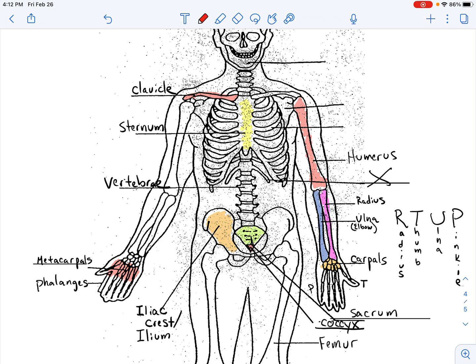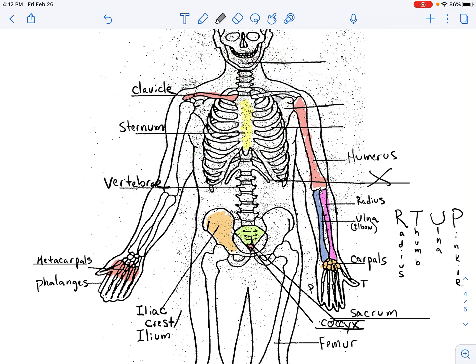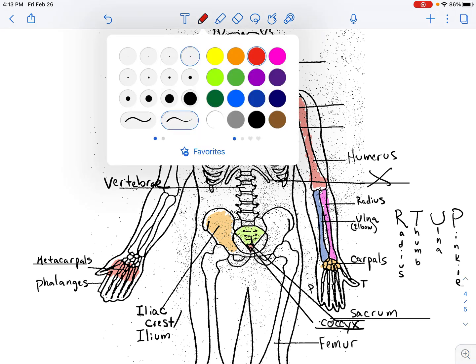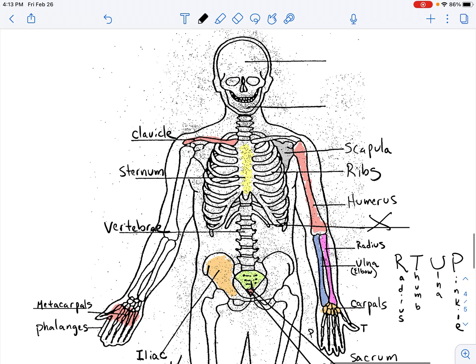The next bone is in the back of the body, but you can still see it here a little bit. Let's do gray. That's your scapula. And I skipped one, your ribs. Your lower jaw is your mandible. And the top part of your skull is called your cranium.